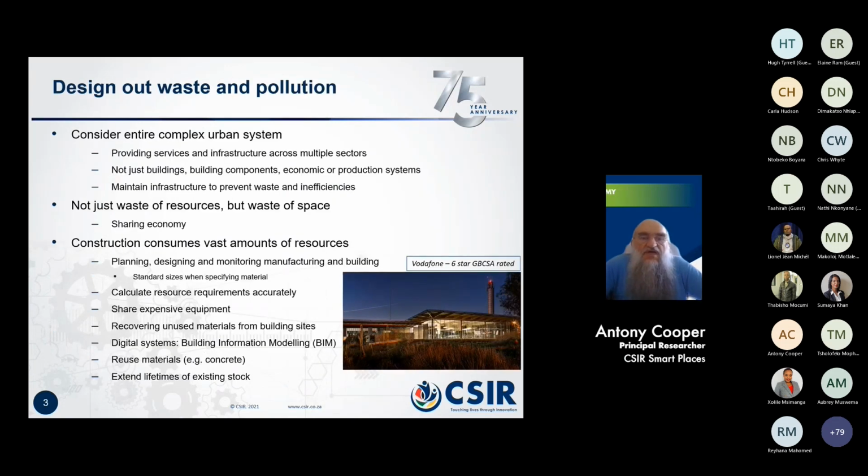So there are three major aspects to the circular economy. The first is designing out waste and pollution. One does need to consider the entire complex urban system. So this is providing services and infrastructure across multiple sectors. It is not just about buildings or building components or economic or production systems. It's the whole urban system. And one needs to maintain infrastructure to prevent the waste and to prevent inefficiencies.